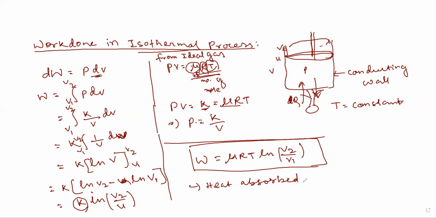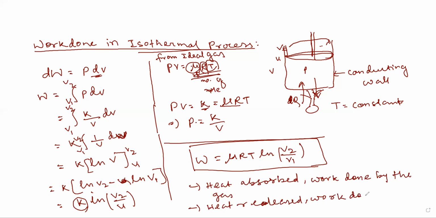Heat absorbed and work done by the gas. In compression, work is done on the gas and heat will be released. Work done on the gas. Okay. So this is the work done in an isothermal process.